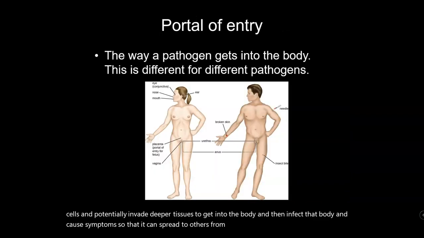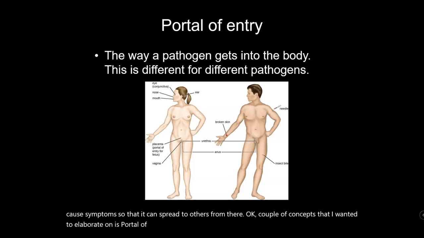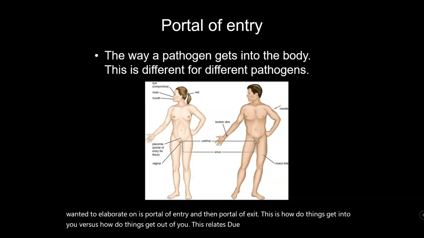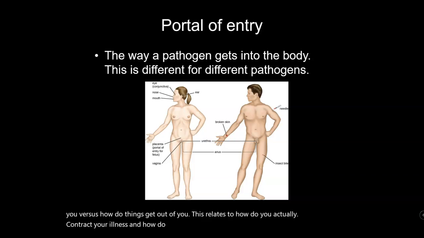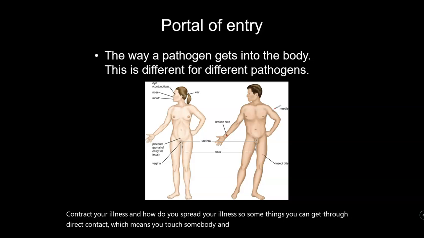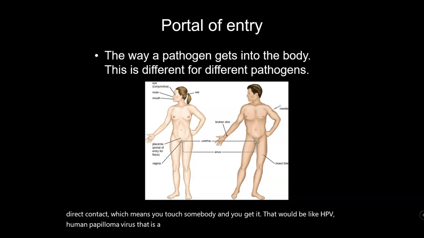Okay. A couple of concepts that I wanted to elaborate on are portal of entry and portal of exit. This is how do things get into you versus how do things get out of you. This relates to how you actually contract your illness and how you spread your illness. So some things you can get through direct contact, which means you touch somebody and you get it. That would be like HPV, human papillomavirus. That is a direct contact. You touch somebody's skin. So the portal of entry there is skin.